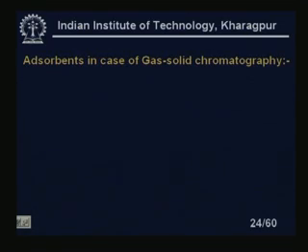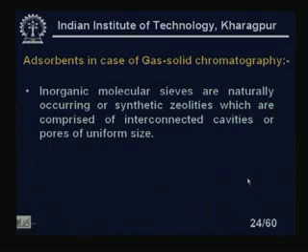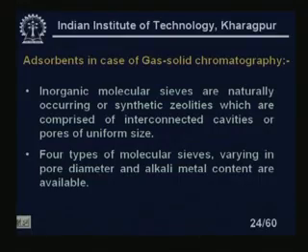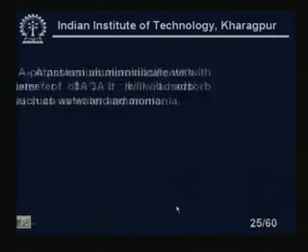Now, adsorbents in the case of gas solid chromatography. Inorganic molecular sieves are naturally occurring or synthetic zeolites, which are comprised of interconnected cavities or pores of uniform size. Four types of molecular sieves are available, varying in pore diameters. Okay, this is adsorbent because these are different types. The dimensions of the pores are at the Angstrom level, so that some larger molecules cannot enter the pores, while some which are smaller in diameter will enter. Varying pore diameter and alkali metal contents are available.